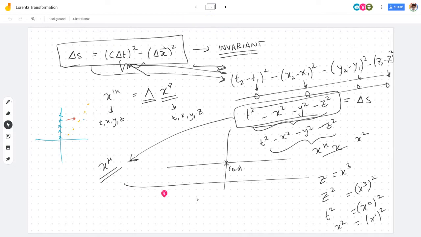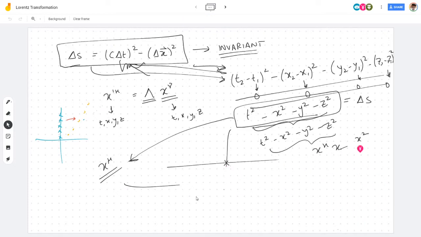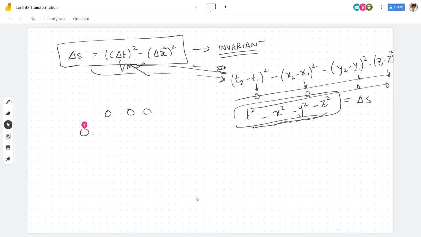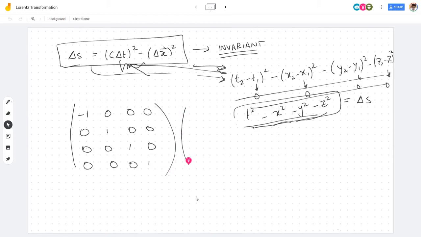Here's the elegant way. It's by saying that if I have some matrix like -1, you would have seen this matrix before, acting on x squared. What would this matrix acting on this give me? Well, it would just be minus t squared, minus x squared, minus y squared, minus z squared. Right? Is everyone clear? It's fairly easy.